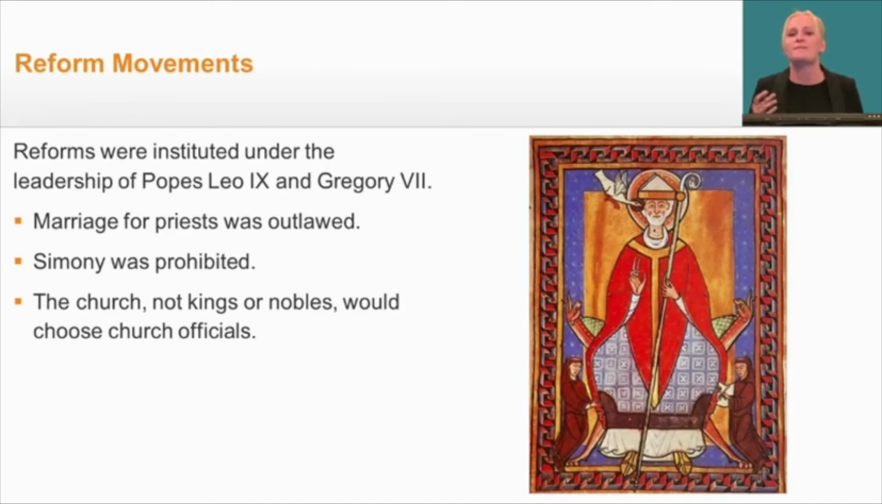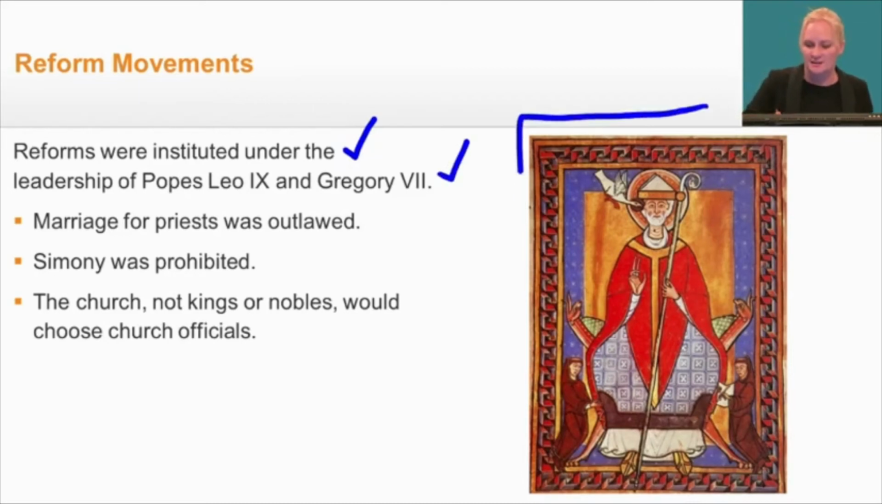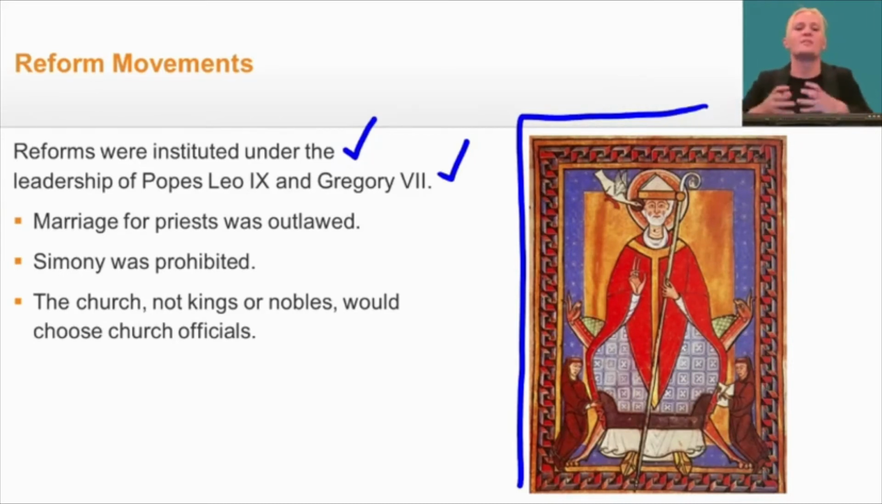Now, there were some reform movements that happened at this time. Reforms were instituted under the leadership of Pope Leo IX and Gregory VII. And here we can see a portrait of Gregory. They said that they wanted to bring the priesthood, the monks, the church leaders back to their origins, back to these pious lifestyles, and remind them of the vows that they took. Remember at this time that priests were supposed to be in a relationship with God. They weren't supposed to be married and have outside families.